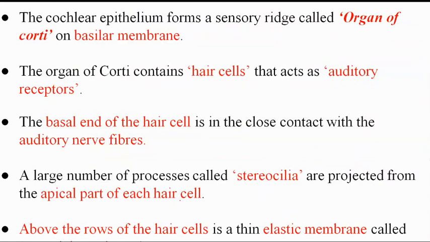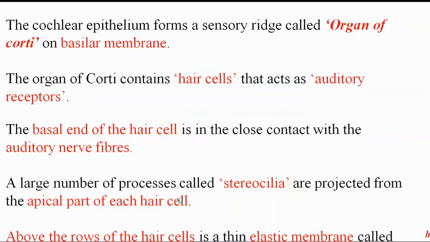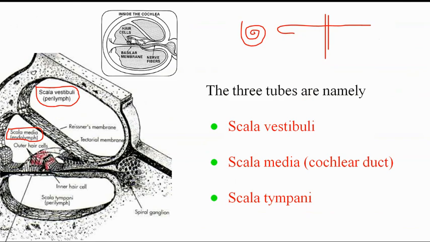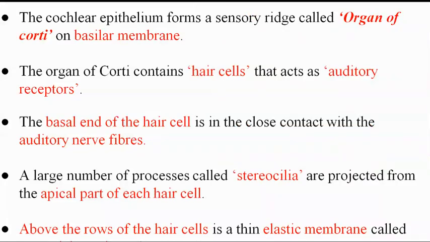And the cochlear epithelium forms a sensory ridge called the organ of Corti on the basilar membrane. Here you can find this structure. This is called the organ of Corti, and in this diagram you can clearly see it. This is the main structure which is involved in receiving the vibrations and transforming them into nerve impulses.